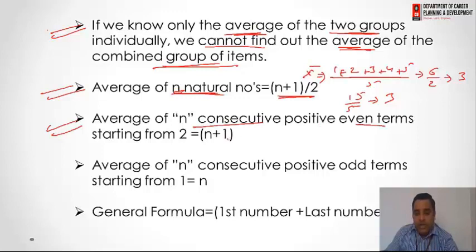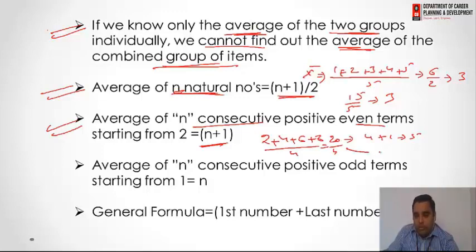Whereas the average of n consecutive positive even numbers starting from 2 is n plus 1. Suppose the numbers we have are 2, 4, 6, 8. Now the number of terms is 4, so the average is 4 plus 1, that is 5. We can also find it by using the same method: 2 plus 4 plus 6 plus 8 divided by 4. The value is 20 by 4, which also gives us the same value, 5. Whether we do the sum of the observations divided by the number of observations of n consecutive positive even numbers starting from 2, we can just take the average as n plus 1.